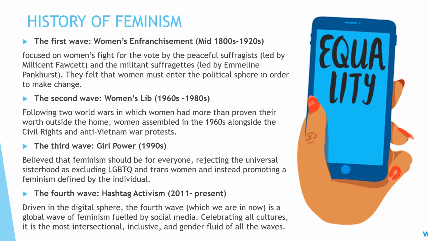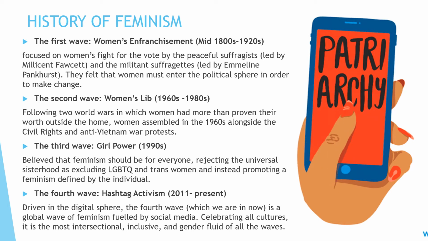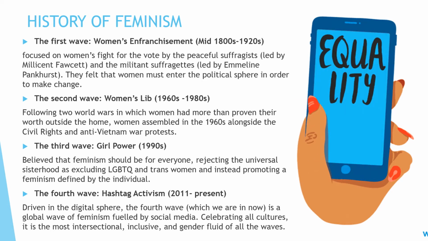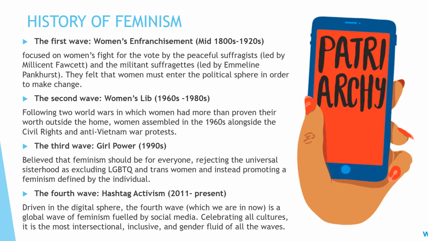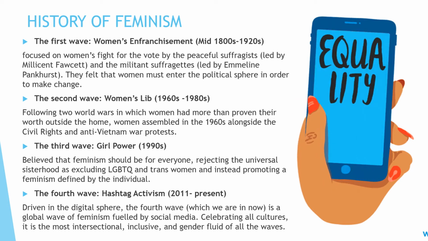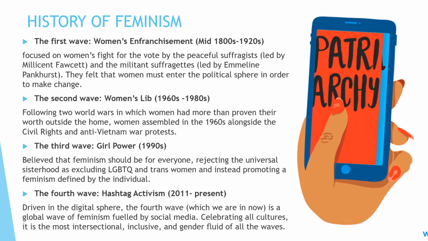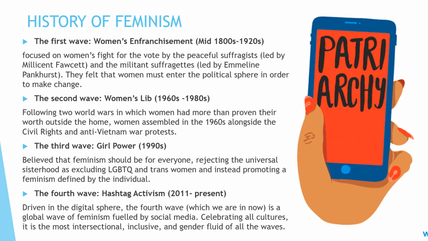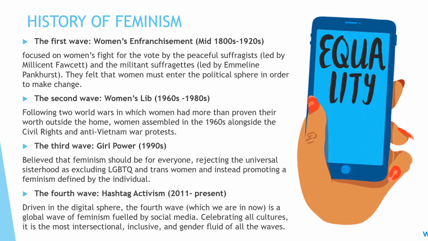In the 90s, we had a third wave. This was more about the girl power movement. It believed that feminism should be for everyone, and it rejected universal sisterhood as excluding LGBT and trans women. Instead, it promoted a greater inclusion of different social groups as part of the feminism movement. And then lastly, the fourth wave of feminism was the hashtag movement, which we see from 2010 to the present, driven by social media and digital platforms. The Me Too movement is a good example of this fourth wave of feminism.